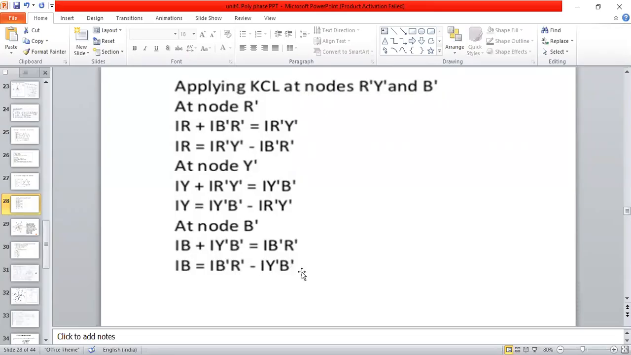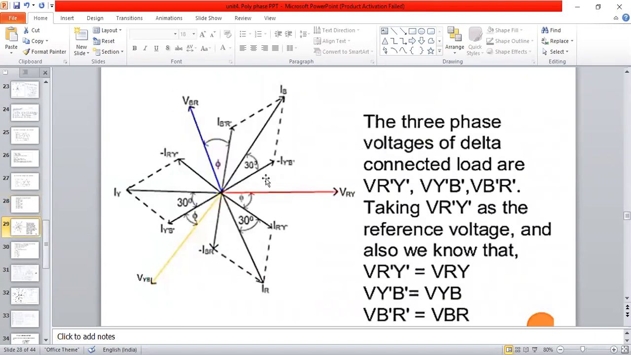Does anyone have any doubt up to here? No, sir, no doubts. Okay. Next, we will go for the phasor diagram. See, look at this phasor diagram here. Is it visible?